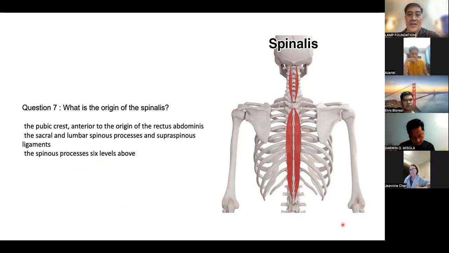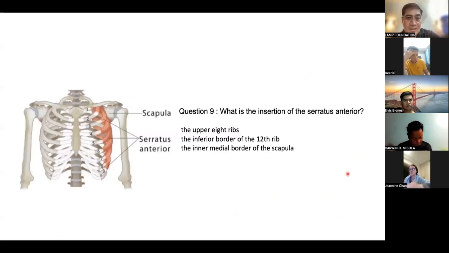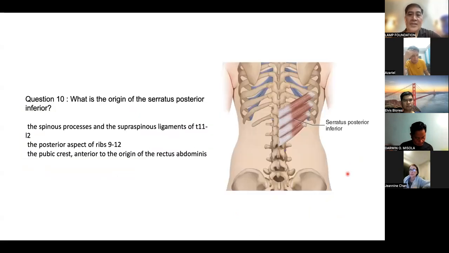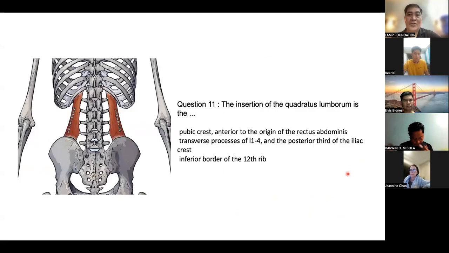The medial 3/4 of the infraspinous fossa of the scapula and the fibrous intermuscular septa form the origin of which muscle? The infraspinatus. Very good. What is the insertion of the serratus anterior? The inner medial border of the scapula. What is the origin of the serratus posterior inferior? The spinous process of T11 to L2. Yes, very good.